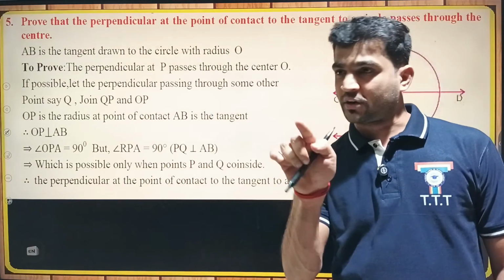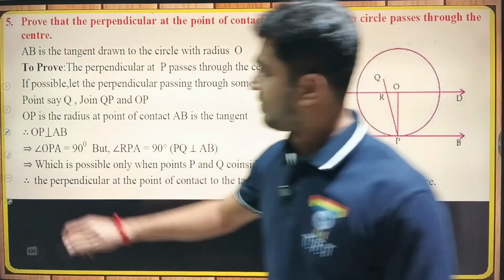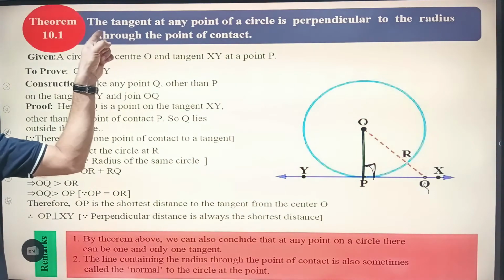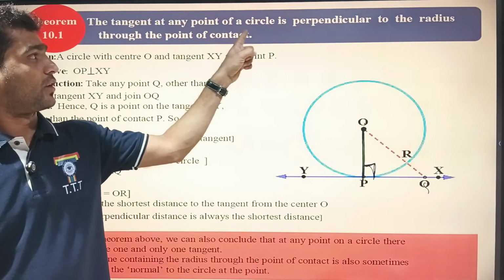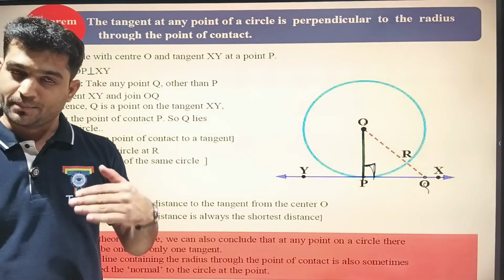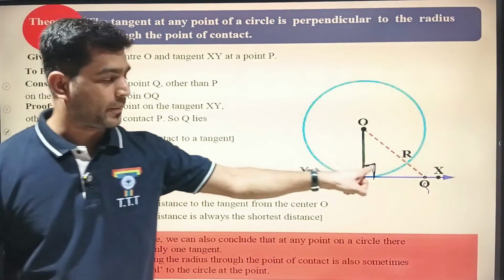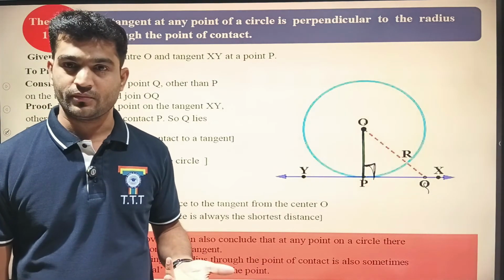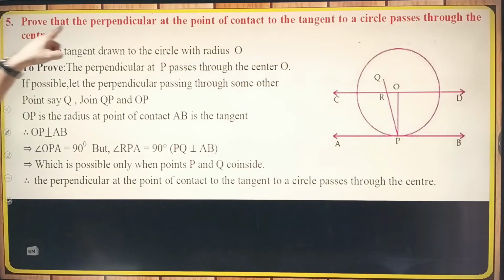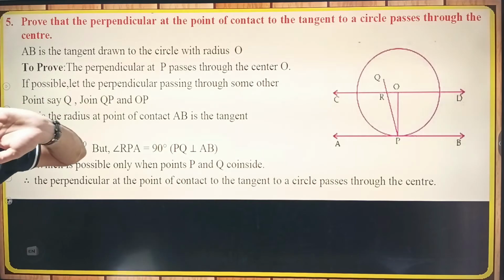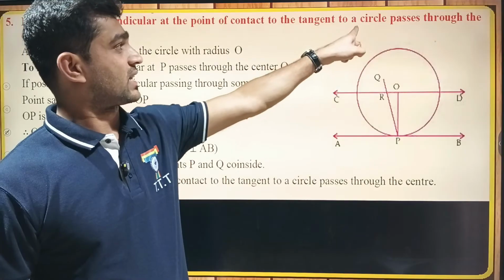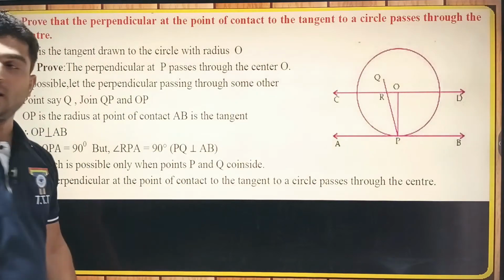Point of contact ಏನಾಗಿರುತ್ತೆ tangent ಗೆ always perpendicular ಆಗಿರುತ್ತೆ. Agree na? Just observe this statement. The tangent at any point of a circle is perpendicular to the radius through the point of contact. So it means that dear friends, ಇದು 90 degree ಇರಬೇಕು ಅಂತ ಅವನು ಹೇಳ್ತಾ ಇದ್ದಾನೆ according to this condition. Now again he is telling that here in this case prove that the perpendicular at the point of contact to the tangent to a circle passes through the center. Agree na?